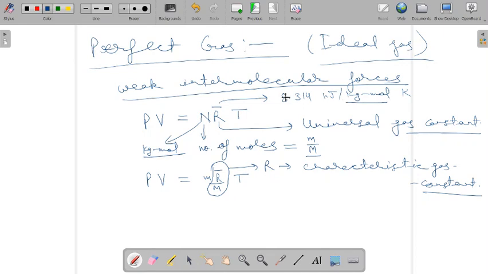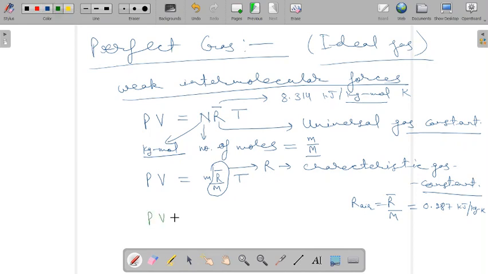Now if you consider air, what is the molecular mass of air? 29. Okay, for air what you will find? R of air is equal to R bar by its molecular mass, and that will come out to be 0.287 kilojoule per kg Kelvin.